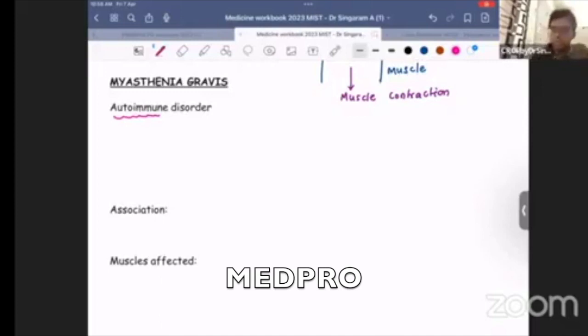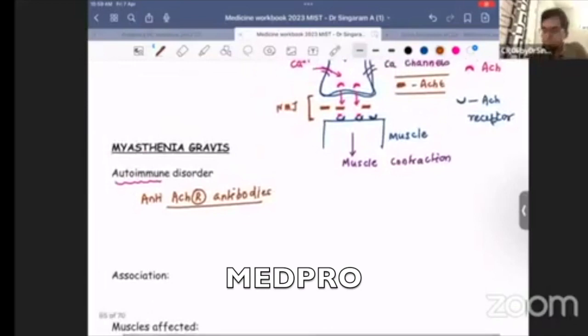It is an autoimmune disorder characterized by the body producing antibodies. What are the antibodies? Anti-acetylcholine receptor antibodies. Think about what is going to happen. I'm taking red color for these acetylcholine receptor antibodies. What will they do? They will block all the acetylcholine receptors. When they block all the receptors, what is the problem? Will the acetylcholine come and bind on the receptor? It will not even bind, because all these receptors will be occupied by the antibodies.